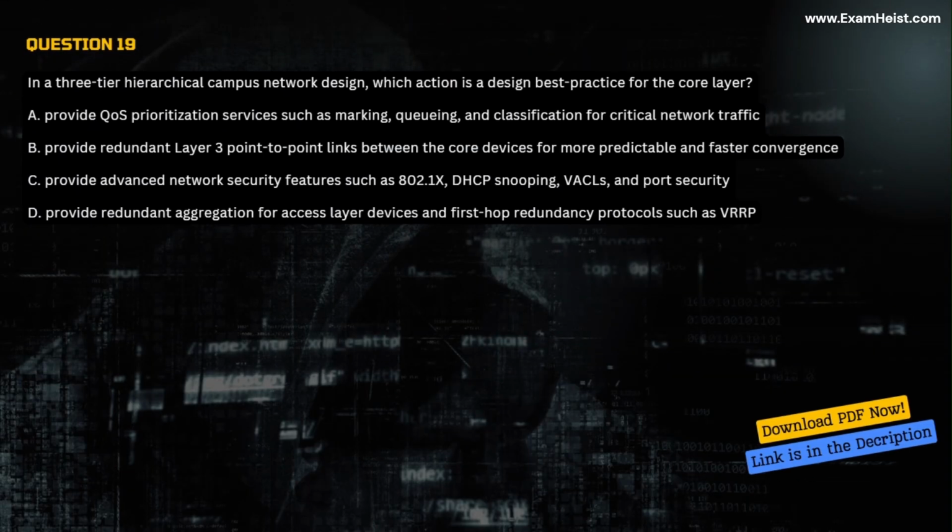Question 19. In a 3-tier hierarchical campus network design, which action is a design best practice for the core layer? A. Provide QoS prioritization services such as marking, queuing, and classification for critical network traffic. B. Provide redundant Layer 3 point-to-point links between the core devices for more predictable and faster convergence. C. Provide advanced network security features such as 802.1X, DHCP snooping, VACLs, and port security. D. Provide redundant aggregation for access layer devices and first-hop redundancy protocols such as VRRP.